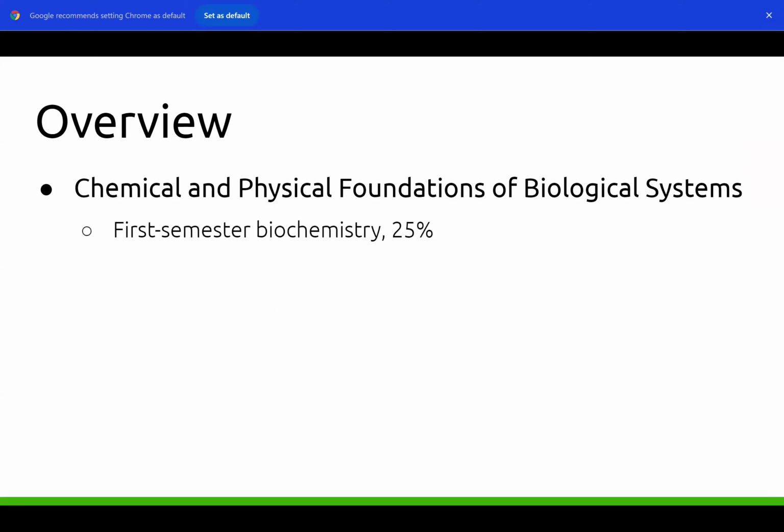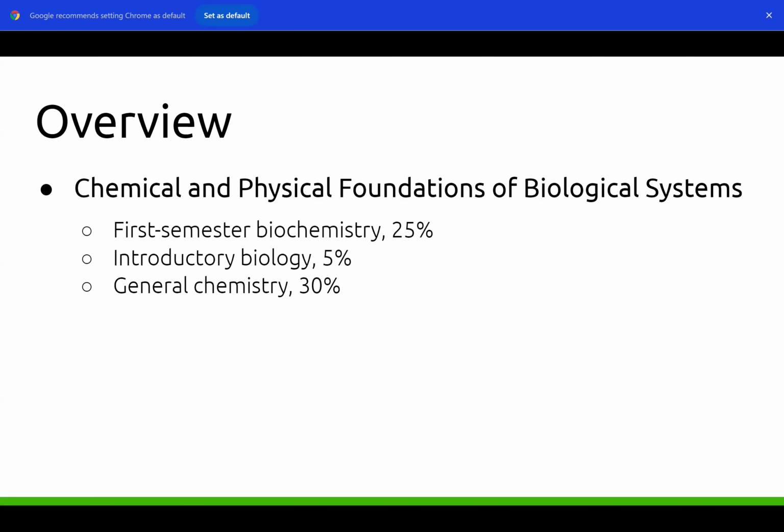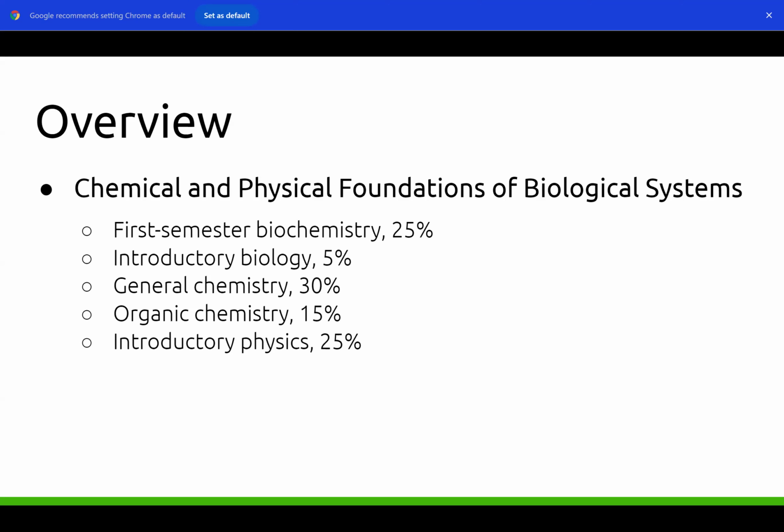And of note, it's not just chemistry and physics. Between 20 and 35%, on average 25%, is going to be biochemistry. 0 to 10%, about 5% on average, is going to be bio. About 25 to 35%, so 30% on average, is going to be gen chem. About 10 to 20%, so about 15% on average, is going to be OChem, and about 25% on average is going to be physics.